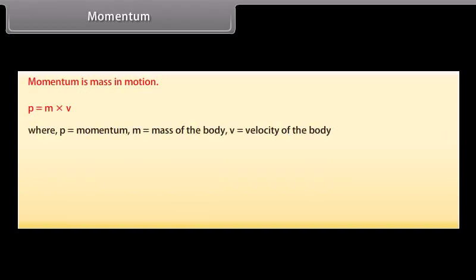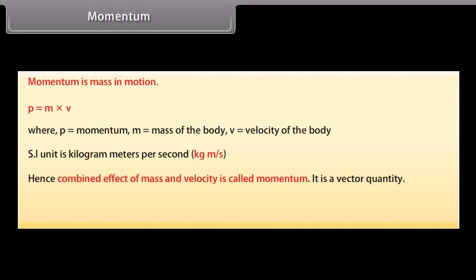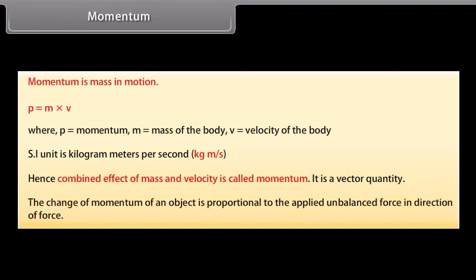Momentum. Momentum is mass in motion. P is equal to m into v, where P is momentum, m is the mass of the body, and v is the velocity of the body. SI unit is kilogram meters per second. Hence, the combined effect of mass and velocity is called momentum. It is a vector quantity. The change of momentum of an object is proportional to the applied unbalanced force in the direction of force.